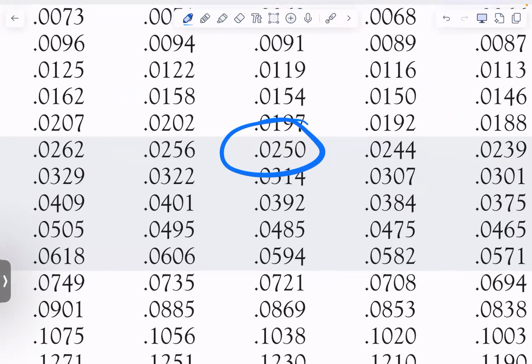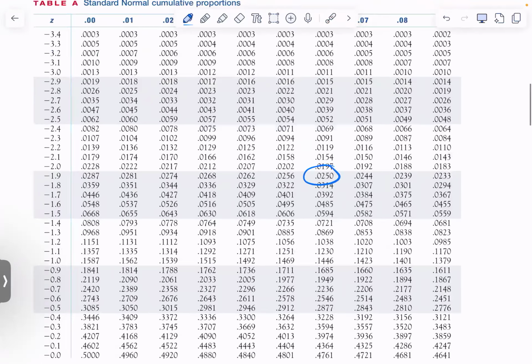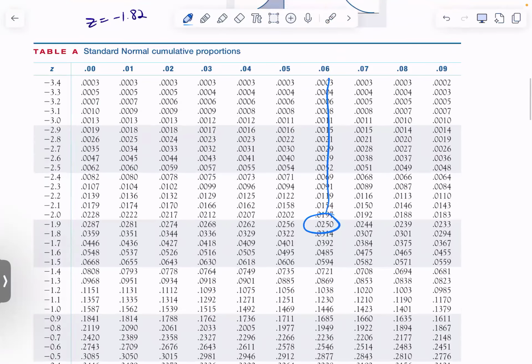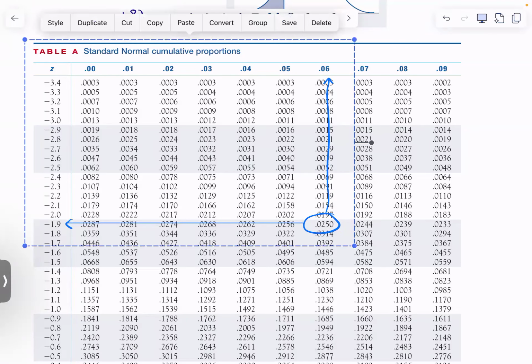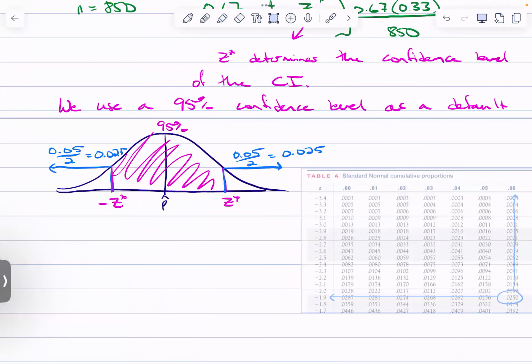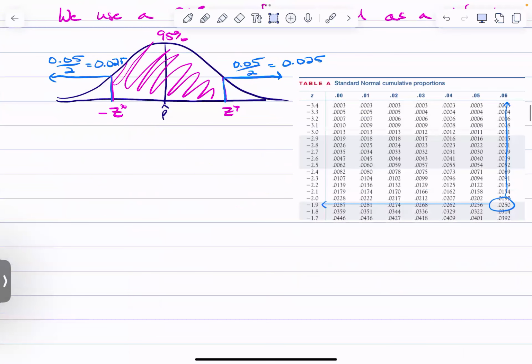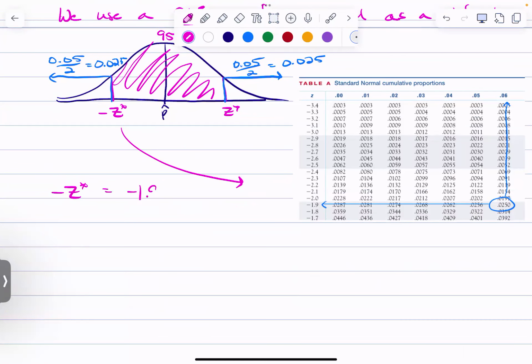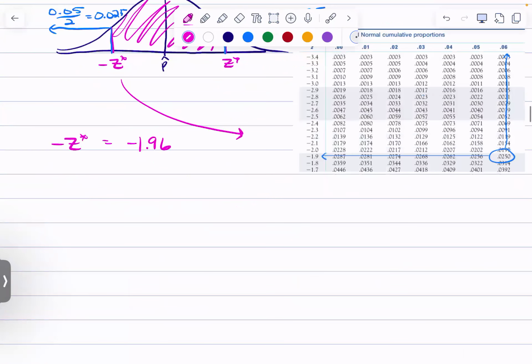We don't even need to find the closest value or anything, right? That's nice, because now I can snag this and bring it in here. Paste. So here we see that negative Z star is negative 1.96 from the Z table.